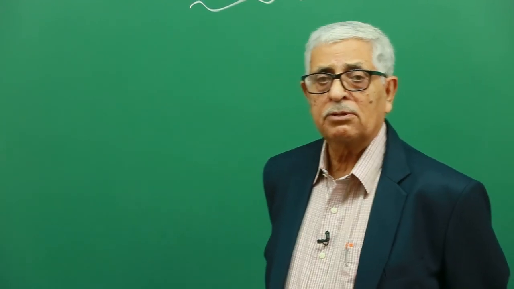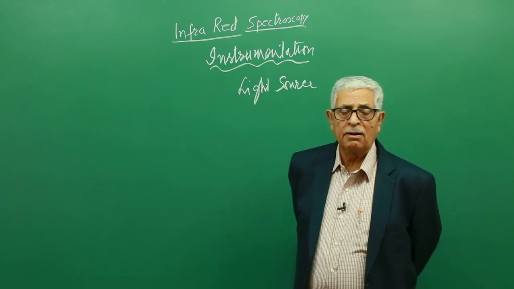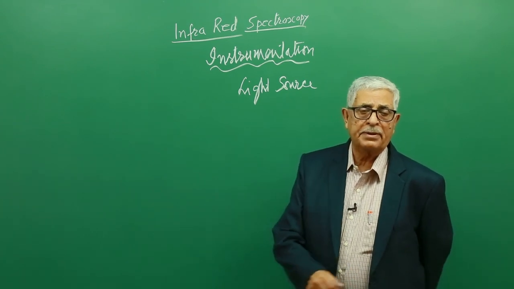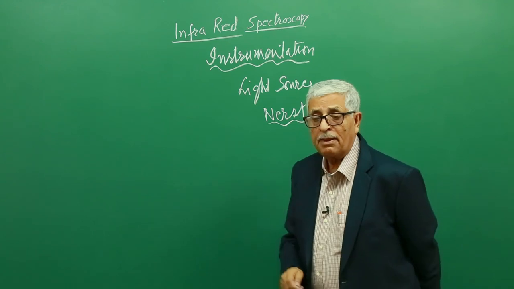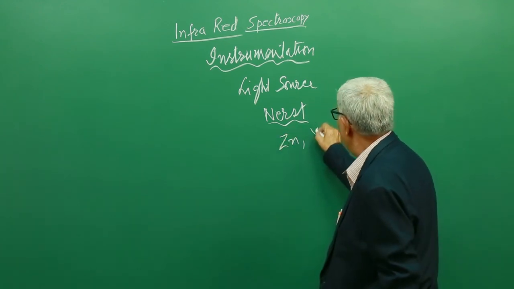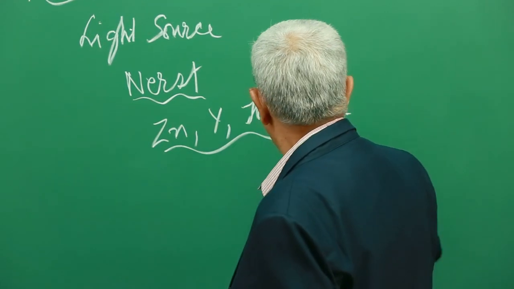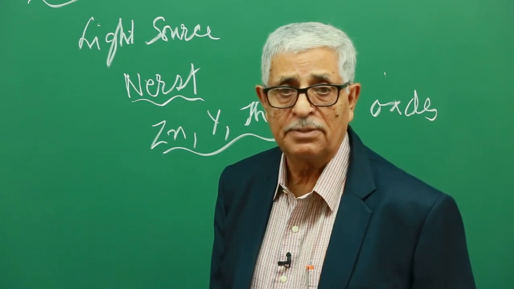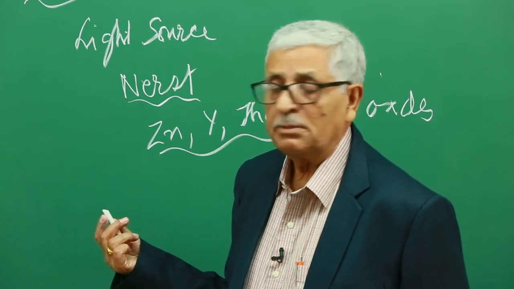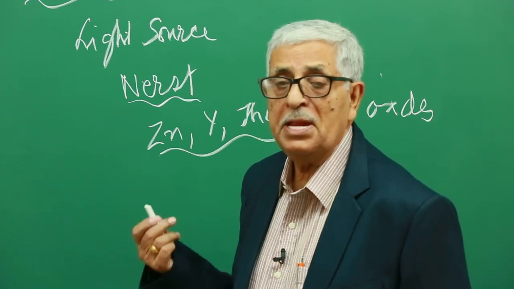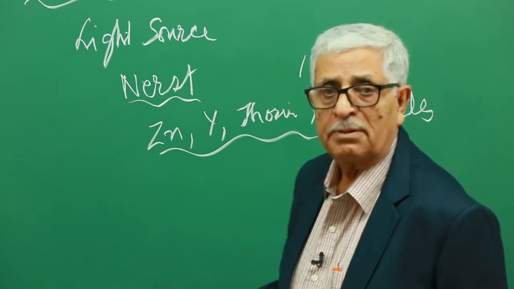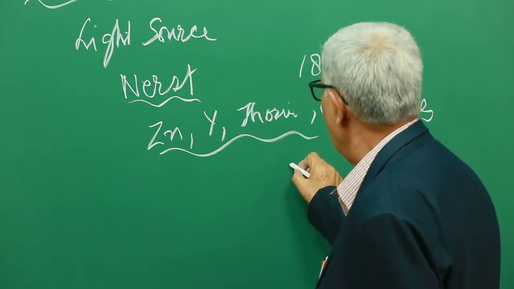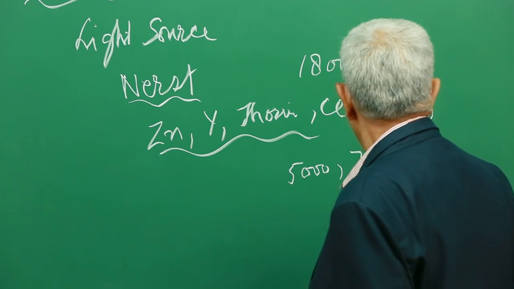Number one, apart from the monochromator, we have to pay attention to the light source. We used to have two lamps earlier, tungsten and mercury lamps, with different frequencies. Now we don't use these. We use the Nernst system. That is, we use zirconium, yttrium, thorium and cerium oxides, as we call them, as ceramic materials. They're semiconductors, but very resistant to heat. We heat it to 1800 degrees Celsius. And once it is at this temperature, it gives radiation up to 5,000 to 7,000 centimeter inverse.